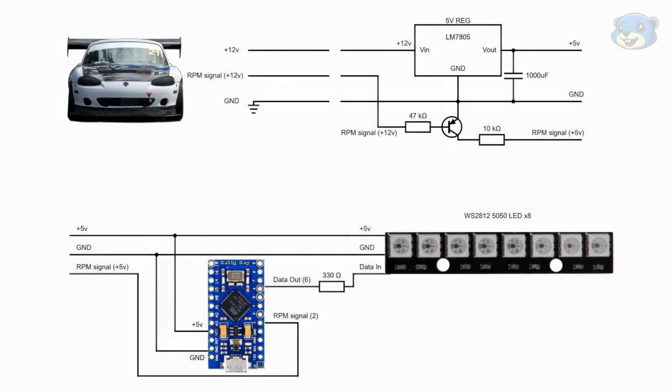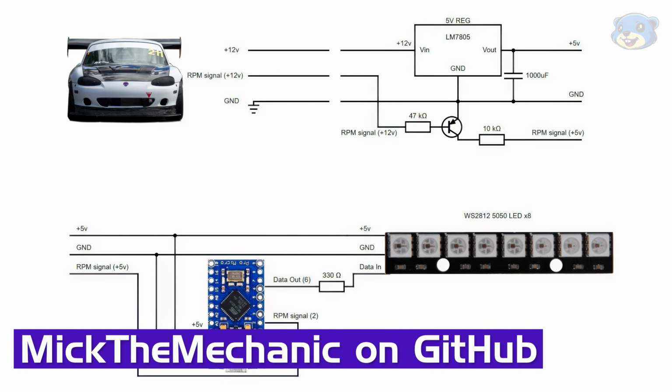Secondly, and similarly, we need to alter the RPM signal, because for the MX-5 that is a 12 volt pulse. In this case, we use a transistor with some resistors as a form of voltage divider to step down the voltage but retain the pulse signal. As I'm hardly an electronics whiz, I've leveraged the experience and design of Mick the Mechanic on GitHub for this circuit, so please check the link in the description if you'd like to see how he did it.